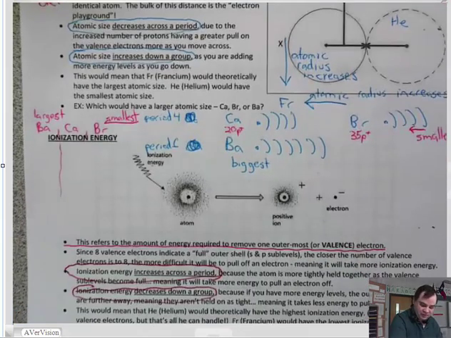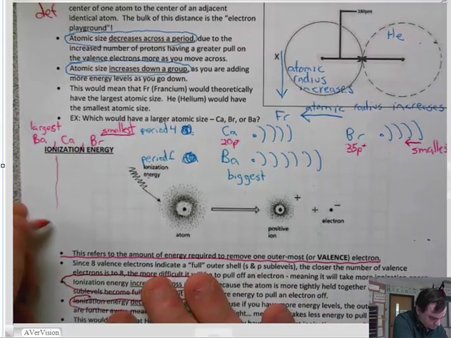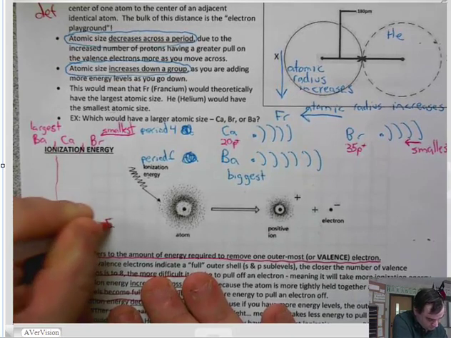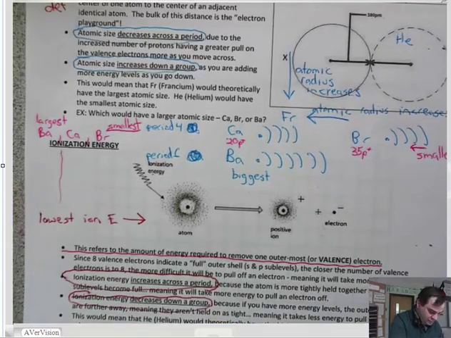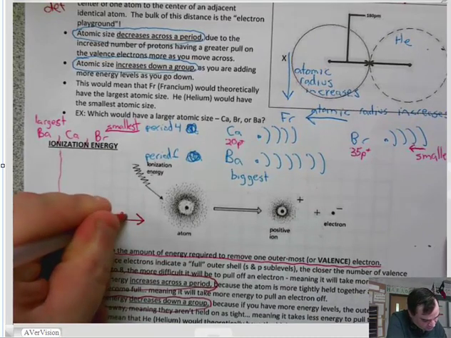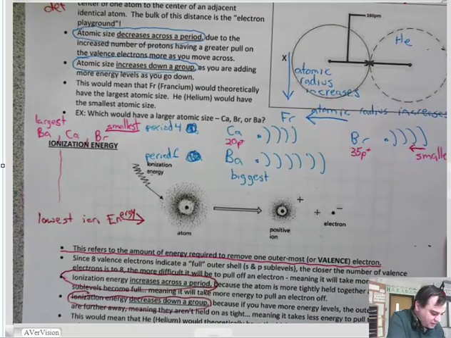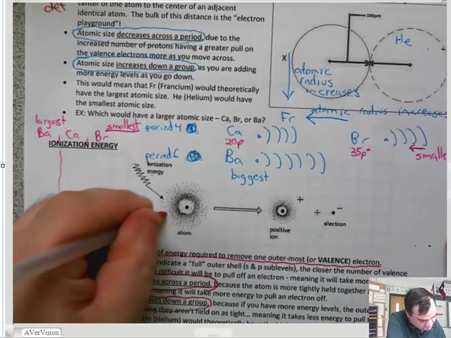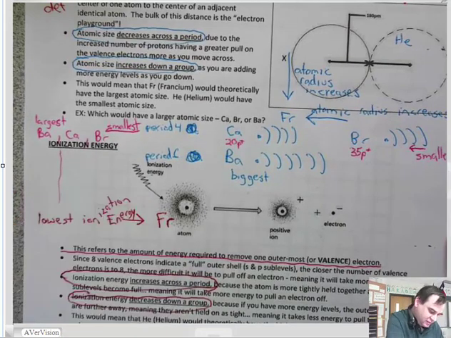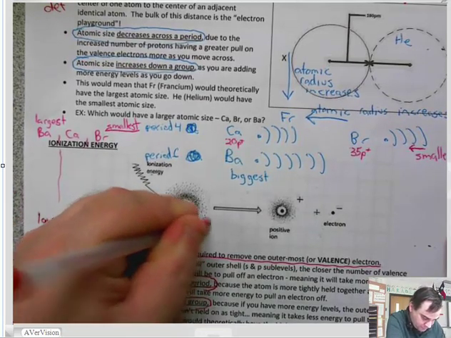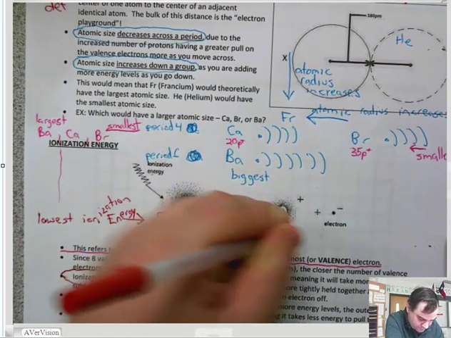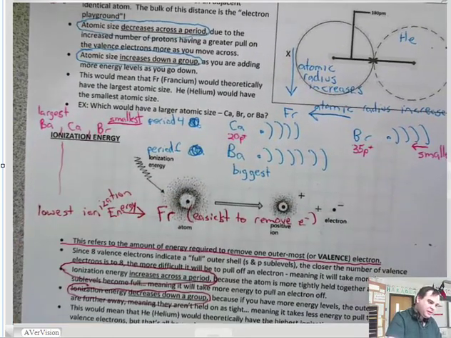Okay? So if I'm looking at elements here, the lowest ionization energy, I should write out energy so you know what I'm talking about here. The lowest ionization energy here would be francium. It is the easiest to remove an electron from. The reason why is it's so big, so it can't protect that outer electron, so it's very easy to take it away.